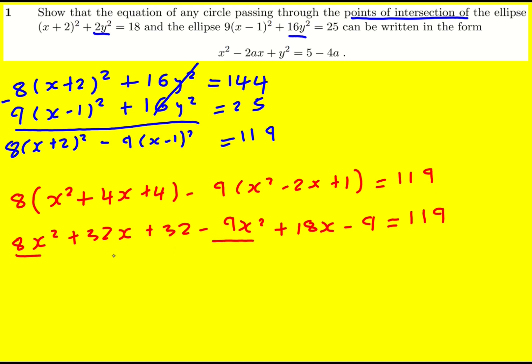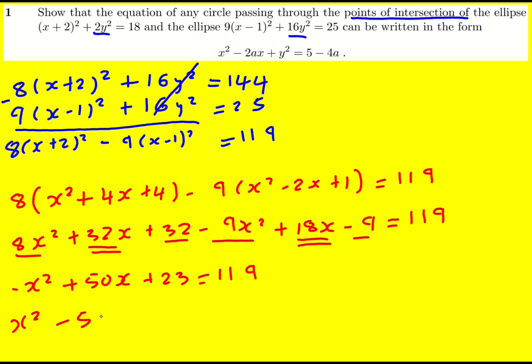The 8x squared minus 9x squared becomes minus x squared. 32x and the 18x become plus 50x. The 32 minus the 9 becomes plus 23. And I'll make it so the x squared is positive. x squared minus 50x, and then 119 minus 23 gives 96. And let's try and factorize it.